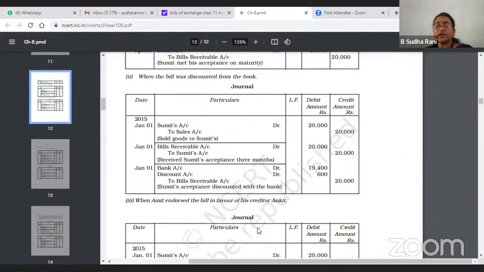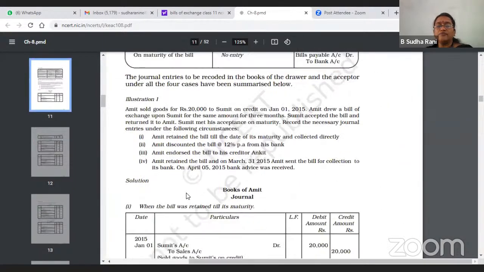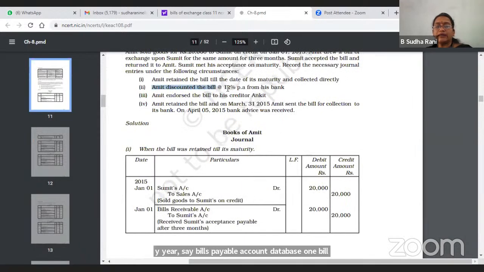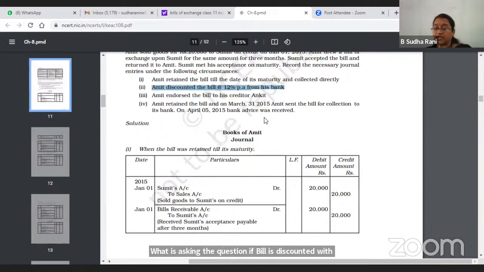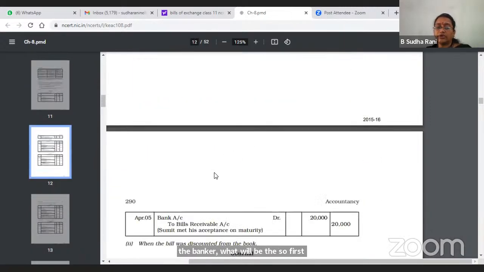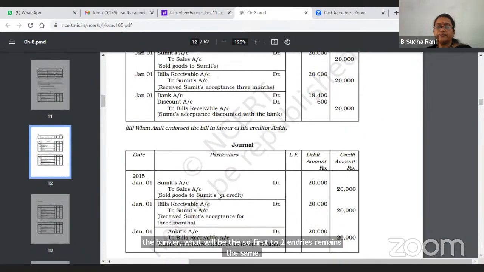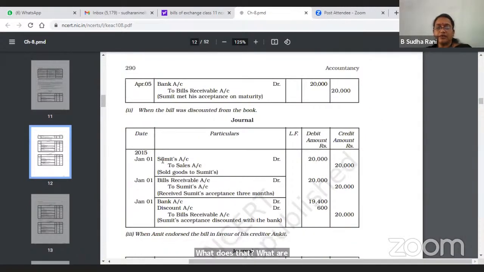Now the second situation, what is being asked? If the bill is discounted with the banker, what will be the entry? So the first 2 entries remain the same. What are those? Sumit account debit to sales account for the sale of goods. The second entry for receiving the bill acceptance: bills receivable to Sumit account. The third entry, on the same day he discounted: bank account and discount account debit to bills receivable account.